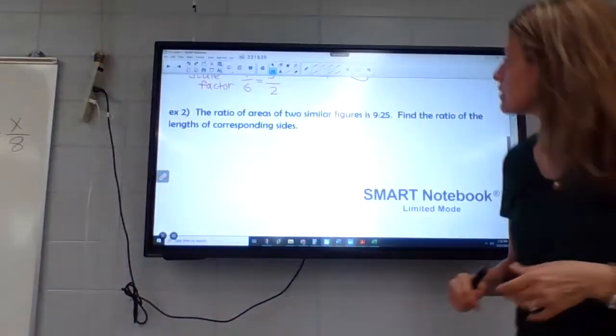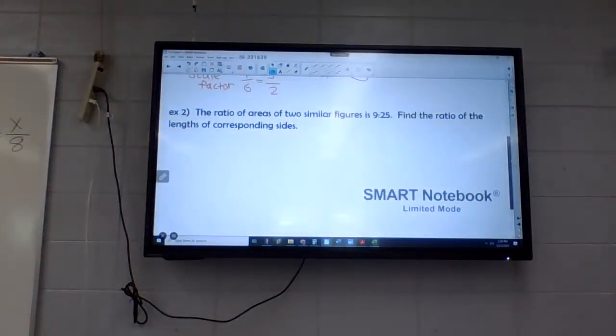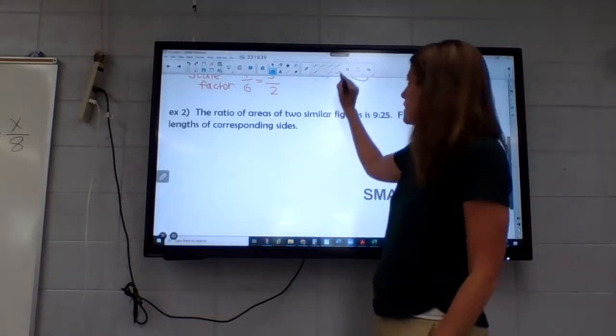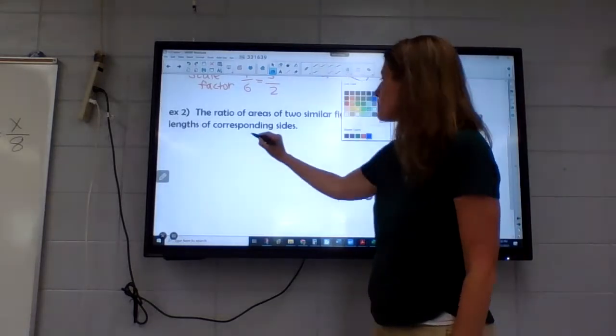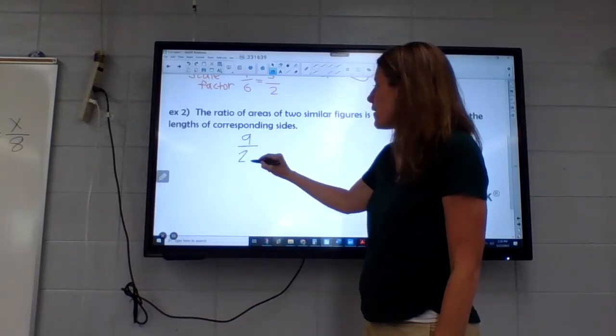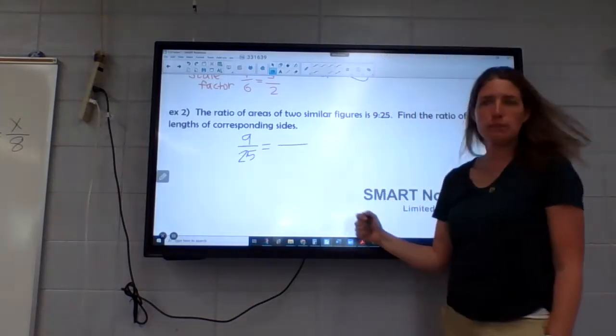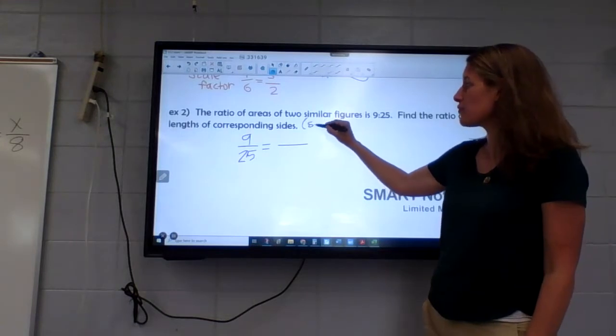Right, so it says the ratio of the areas of two similar figures is 9 to 25. So that's our fraction here. I'm going to write that out as a fraction right away. They want us to find the ratio of the corresponding sides, or they're basically asking us for the scale factor.